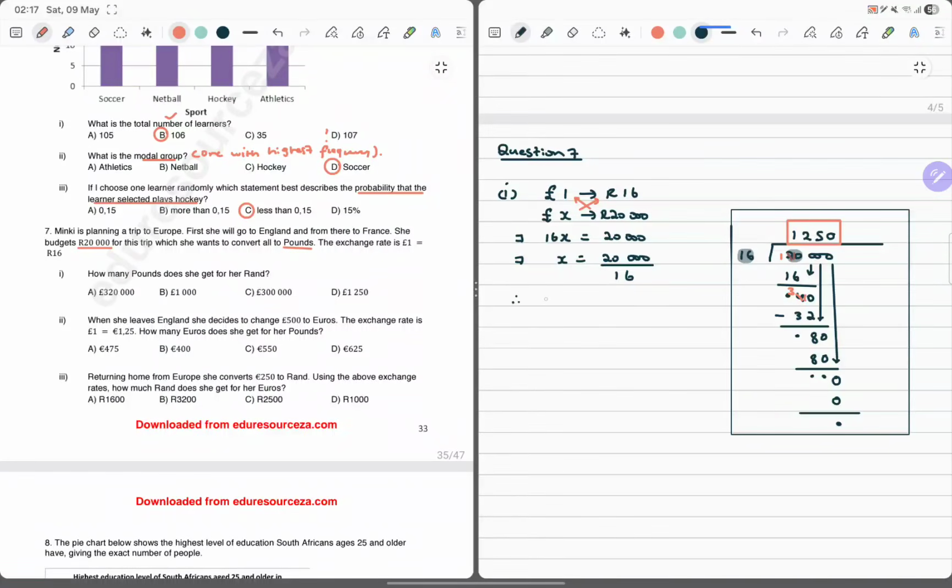So we can say therefore x is going to be equal to 1,250 pounds. Is that so? Yes, there's an answer there.